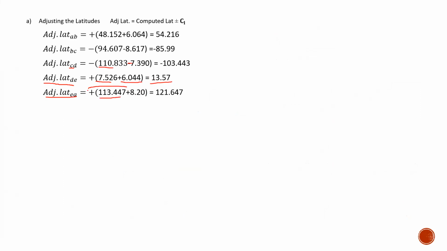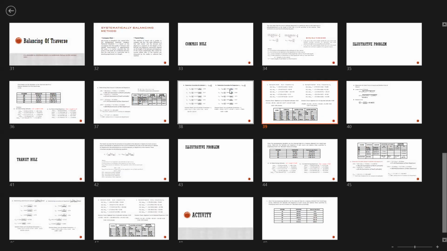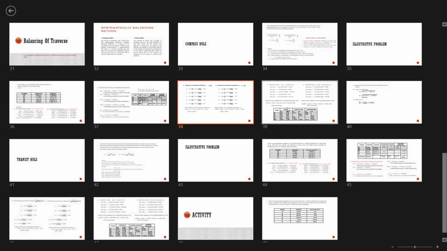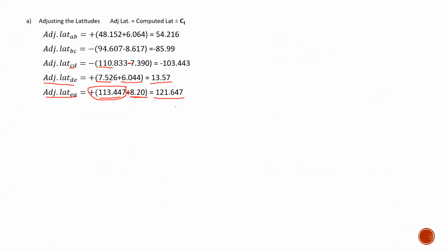For adjusting the latitude EA, that is positive 113.447. Ito again, ito yung computed latitude natin and ito yung correction natin. So, since this is positive, mag-a-add tayo ng 8.20. Galing siya dito sa correction natin. And then, that is 121.647.